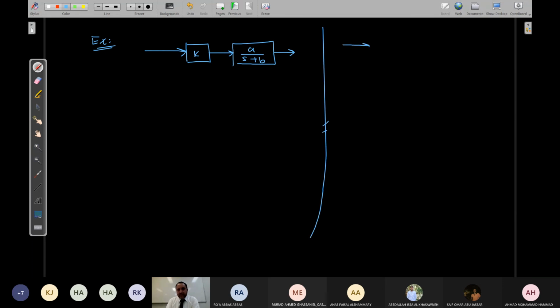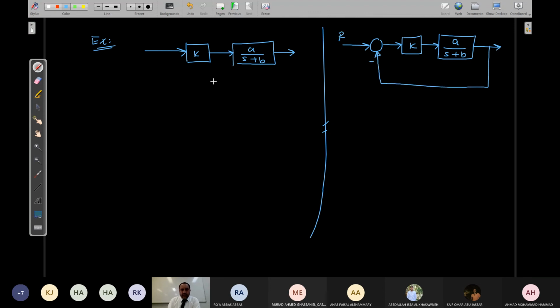No? So let's assume the following. Let's assume that we have the same configuration. Here is K, and here is A over S plus B. The same configuration, but I will use a feedback. Now, this is a first order system, correct?